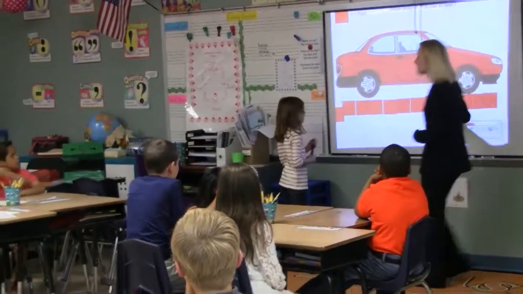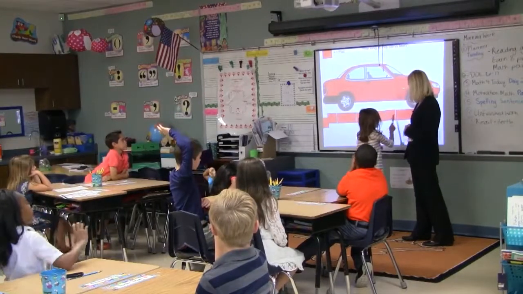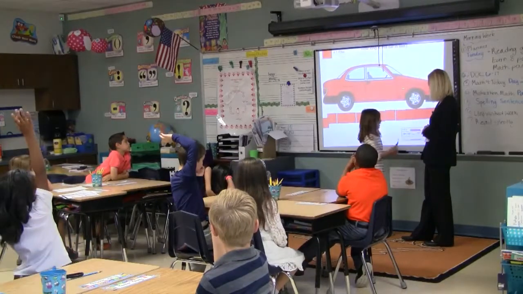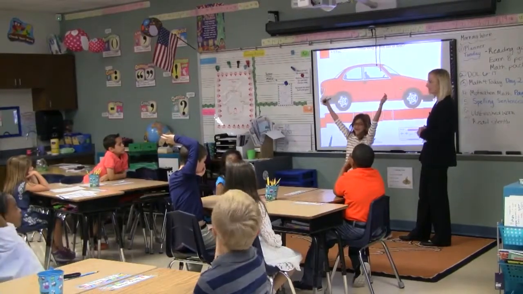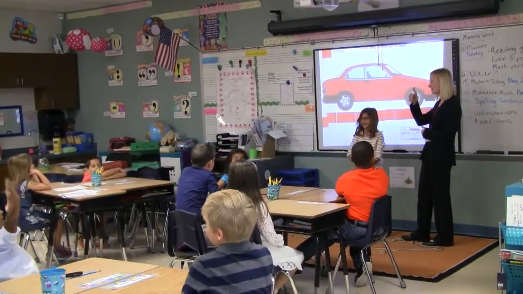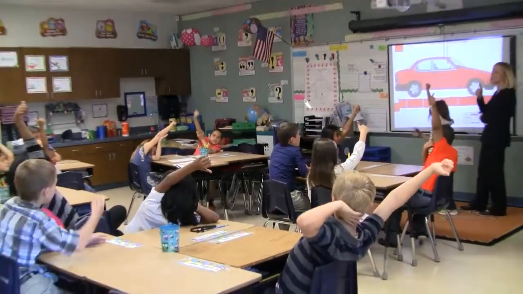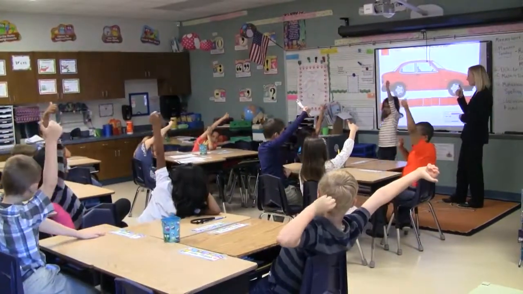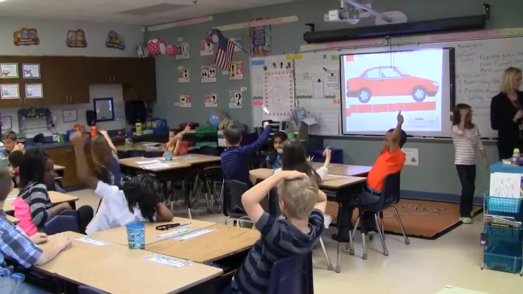So how many feet long is it? We have 1, 2, 3, 4. I think it is 12. About 12. Excellent. Okay. Thumbs up if we agree. About 12. It's not exactly 12, but it is about 12. Very good. Go sit down, Emma. Thank you.